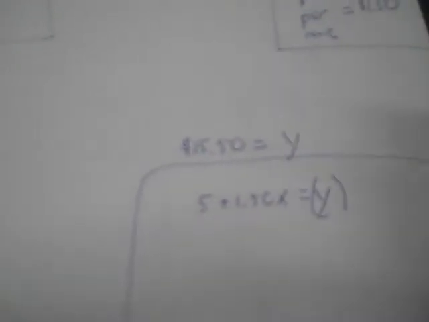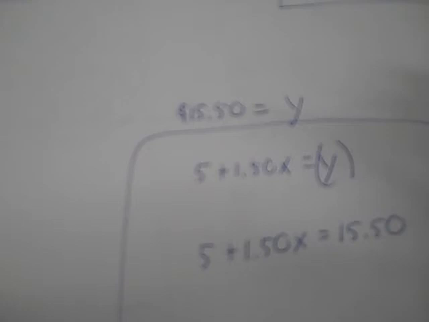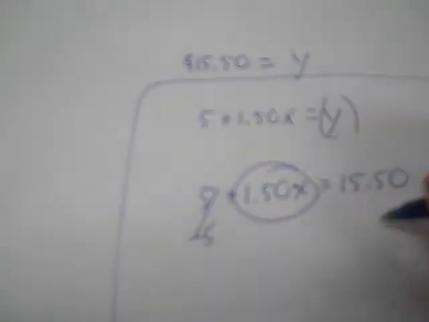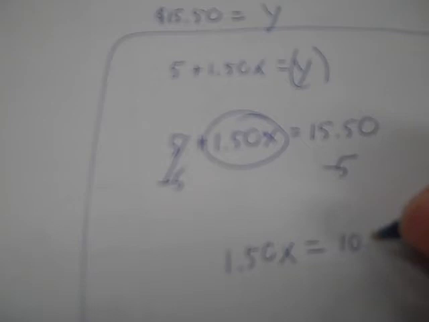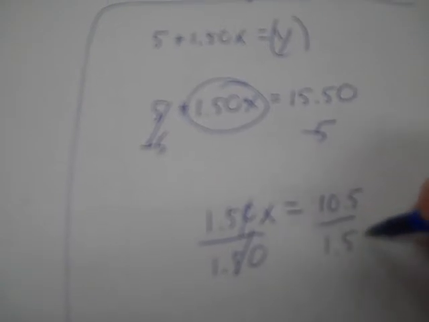Now, I need to put $15.50 into this equation. Now, it's dollars, and dollars is Y, so I need to replace the Y. So 5 plus $1.50X equals $15.50. And now I need to solve for X. X is being multiplied by $1.50, but there's a 5 being added, so I need to unadd the 5 first. So 1.50X equals 10.50 or 10.5. And then I divide by $1.50. And 10.5 divided by $1.50 is 7. So 7 movies.